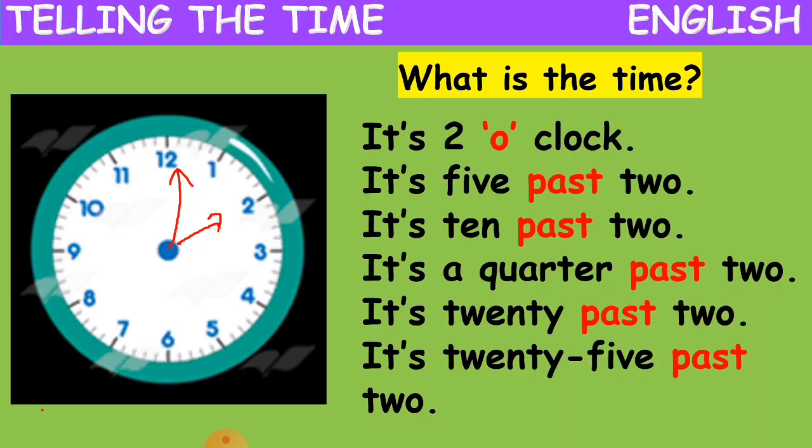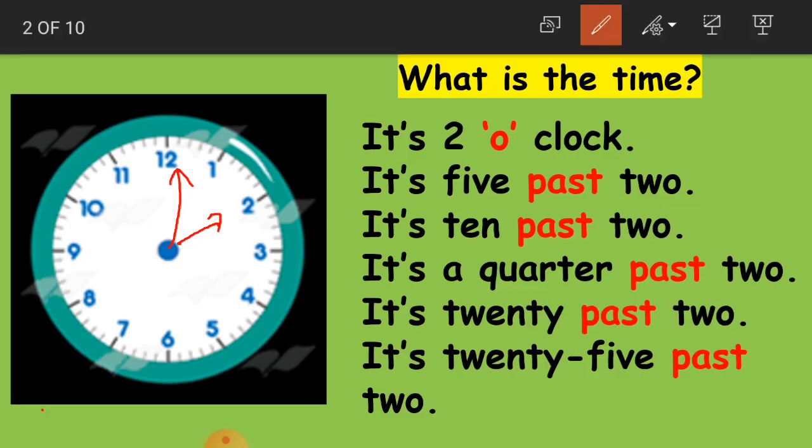Okay, children, get ready now. See here. What is the time? Here the small hand is on 2 and the big hand is on 12. So what will be the time? It's 2 o'clock. You can also say it is 2 o'clock, but in speaking English, we do not normally use "it is". We'll say it's 2 o'clock.